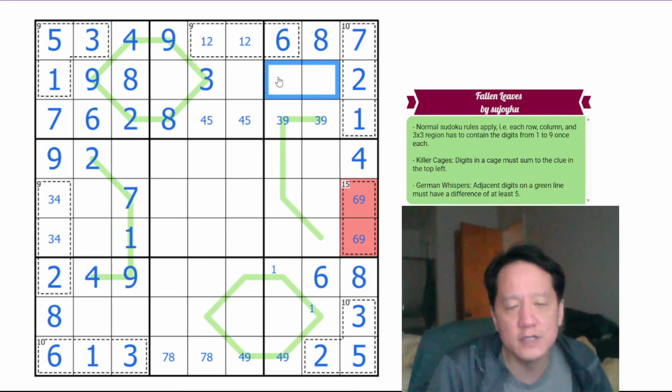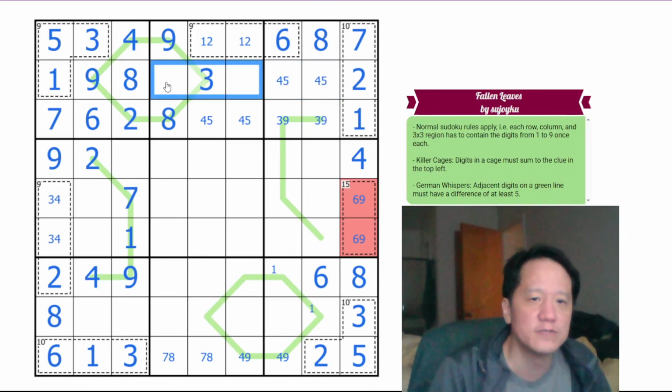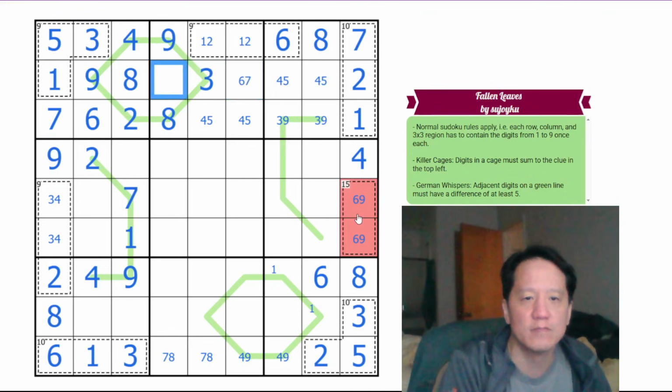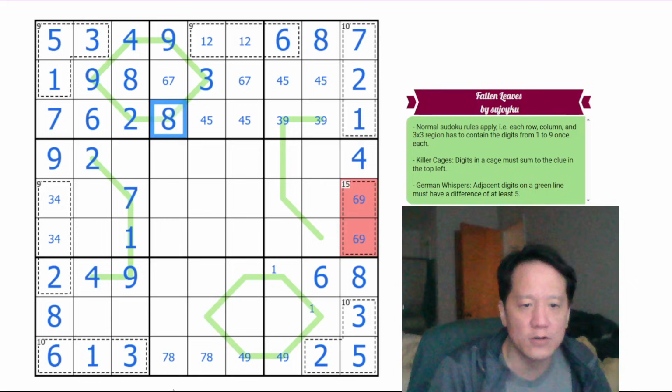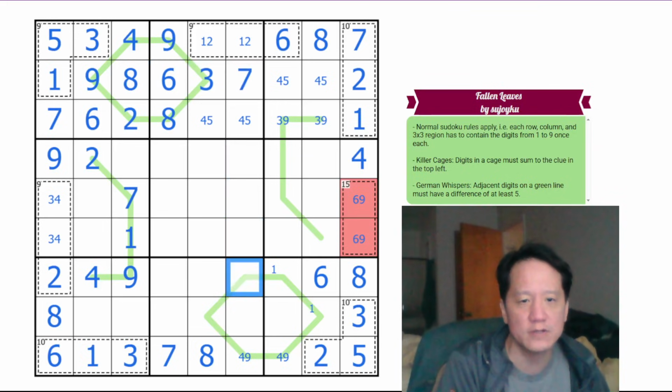Remaining digits in this upper right-hand box are 4 and 5. Remaining digits in row 2, then, are 6 and 7. Okay. 8 here eliminates 8 here, so this is 7, which makes this 8. 7 eliminates 7 here, so it's 6 and 7.